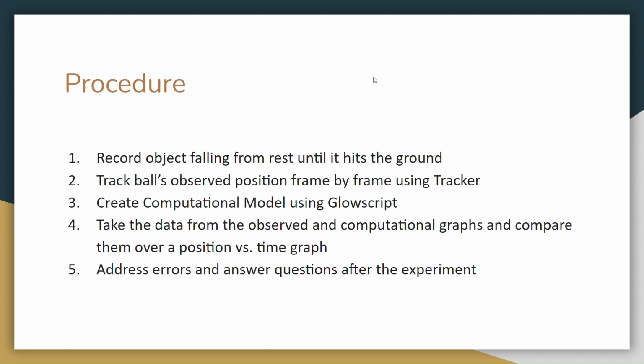Here's the procedure. First, we're going to record the object falling from rest until it hits the ground. Then, we're going to track the ball's observed position frame by frame using the app called Tracker. Then, we'll create a computational model using GlowScript. Then, we'll take the data from both graphs and compare them over a position versus time graph. And finally, we'll adjust errors and answer questions after the experiment.